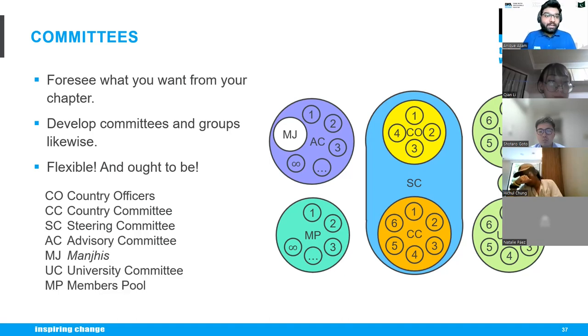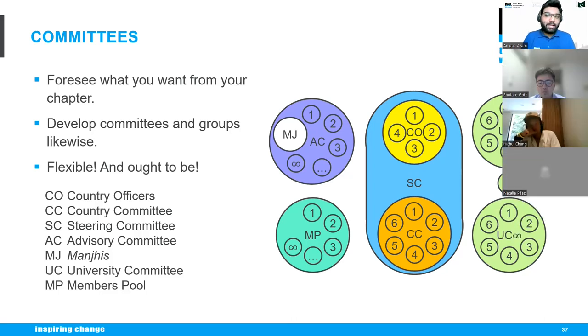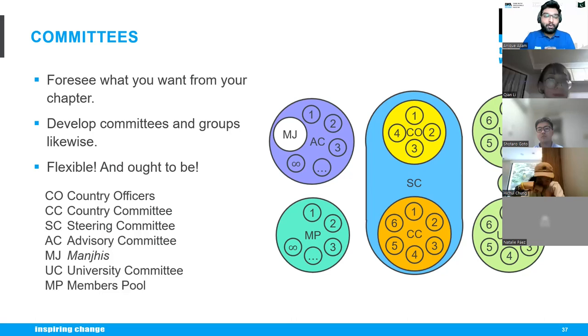So we have a steering committee, in which we have four members who are the country officers, and then we have six other members who are the country committee members. Both of these work together to form the steering committee. The steering committee is responsible for all the decisions that take place, for all the activities that are going on, and it's also accountable for all the numbers that you are getting at the end of the year or at the end of every four months.